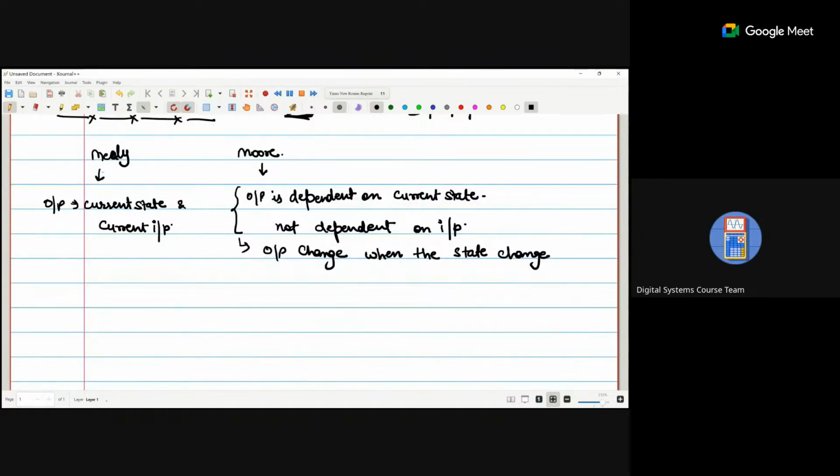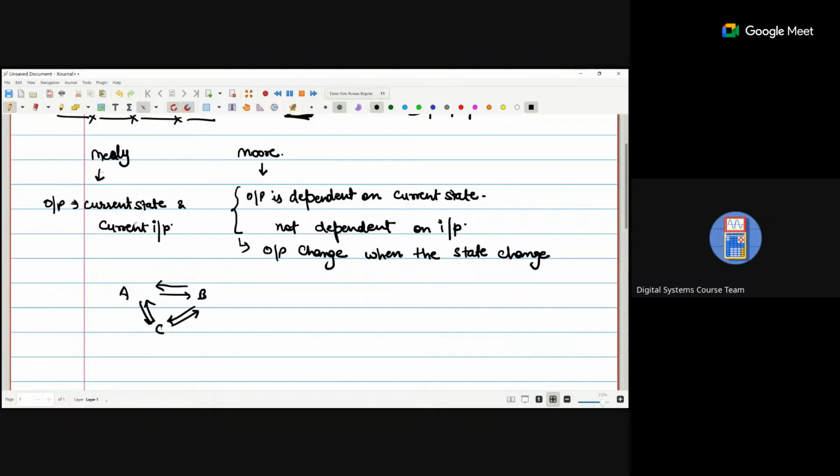Okay, sir. So in the case of the Mealy machine, suppose we have three states A, B, C. To go from one state to another state, there are lots of ways. To go from A to B, one way is that we go directly from A to B. The second way is that initially we go from A to C, then from C to B. So there are two ways.